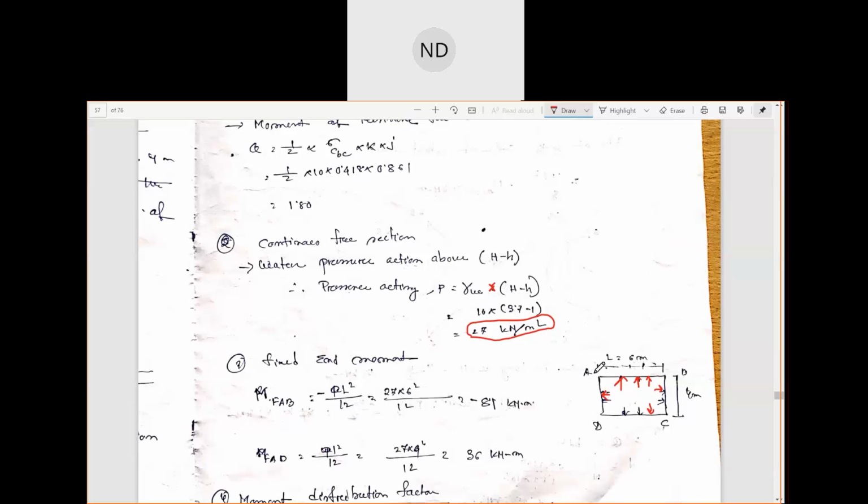The fixed end moment at A when B is movable, and when A is fixed but D is moving, is WL square by 12. W is the pressure which is acting, 27 kilonewton per meter square, so PL square by 12. L for the fixed end moment AB is 6 meter. For the fixed end moment AD, A is fixed and D is movable, so PL square by 12 with P as 27 kilonewton per meter square and L as 4 meter.